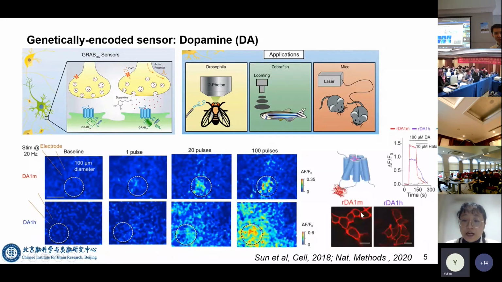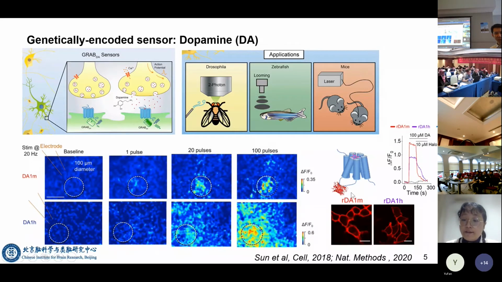And after that, they did this because this sensor is working with this green fluorescence. But they wanted to make it more versatile, and so they explored this red dopamine sensor again. They have published that in different papers in 2018 and 2020.